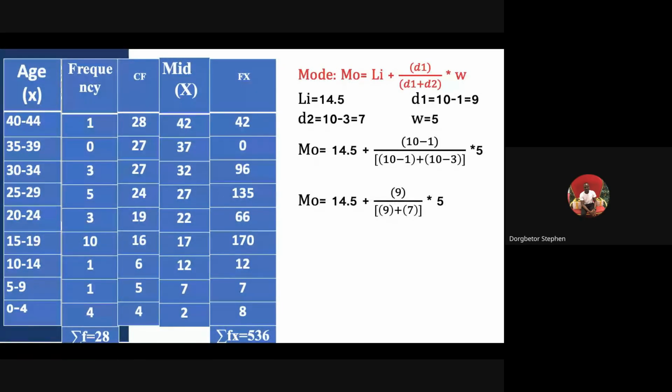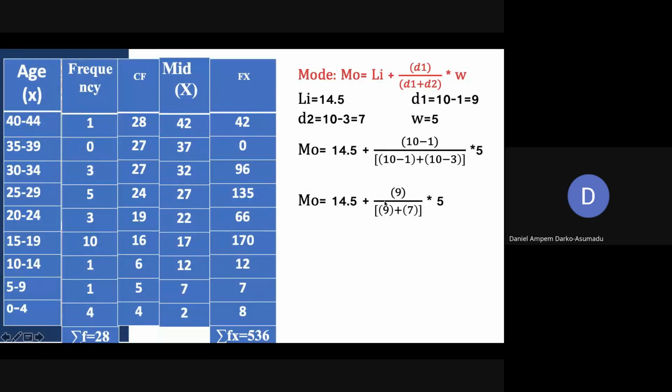Yes, sir. When we break it down, thank you very much. When you break it down, it is 14.5 plus 9. Can you mute yourself?